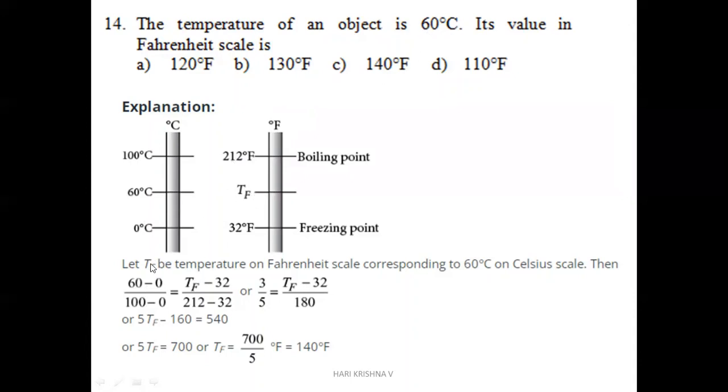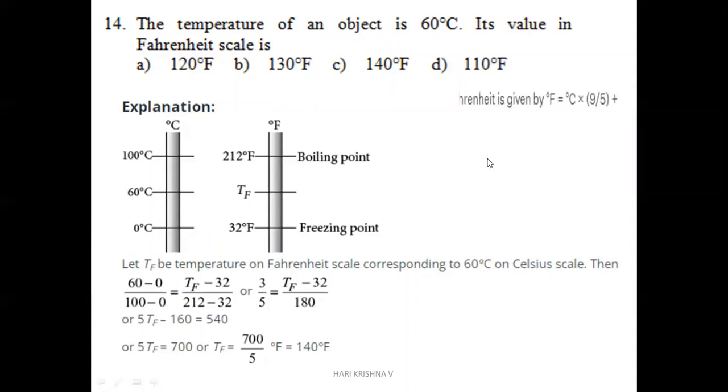So (60 minus 0) divided by (100 minus 0) equals (TF minus 32) divided by (212 minus 32), that is, lowest to highest. You get 3 by 5 is equal to TF minus 32 by 180. When you solve it, you get 700 by 5, so you get 140 Fahrenheit.